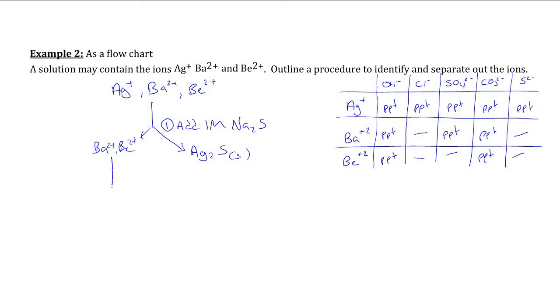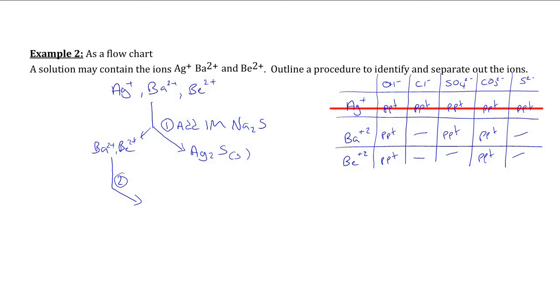Again, now we can come back down. What's our second solution that we may want to add to get rid of one of those two? Well, we already got rid of our sulfide now, and the silver's gone. So putting our line through those, what have we got left? Well, we want barium and beryllium. We want something that'll precipitate one, but not the other, as we're looking through those.